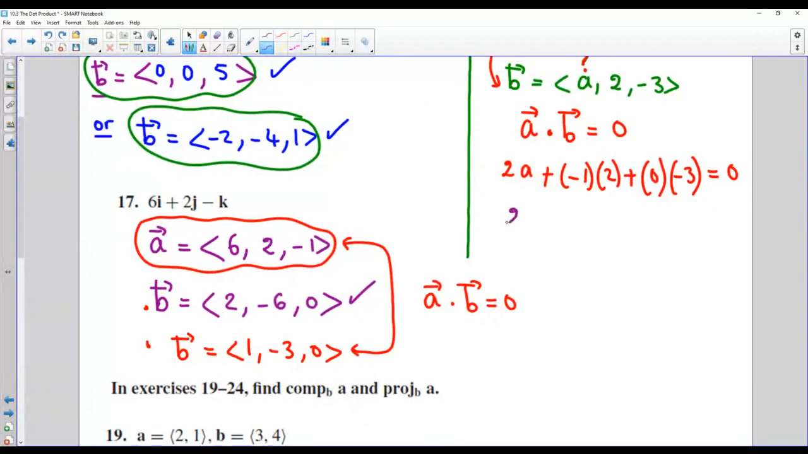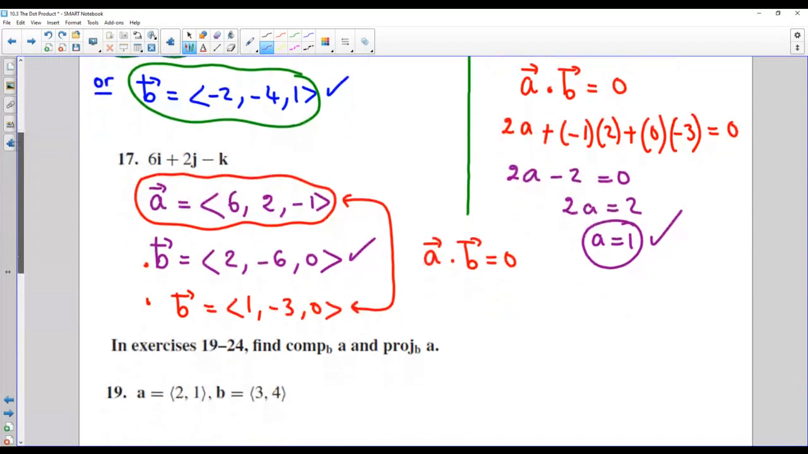It's fairly simple. Amira, you already solved it. It's 2a and then -2 equal to 0. So 2a is equal to 2, so a equals 1. That is the answer we are looking for. Thank you.